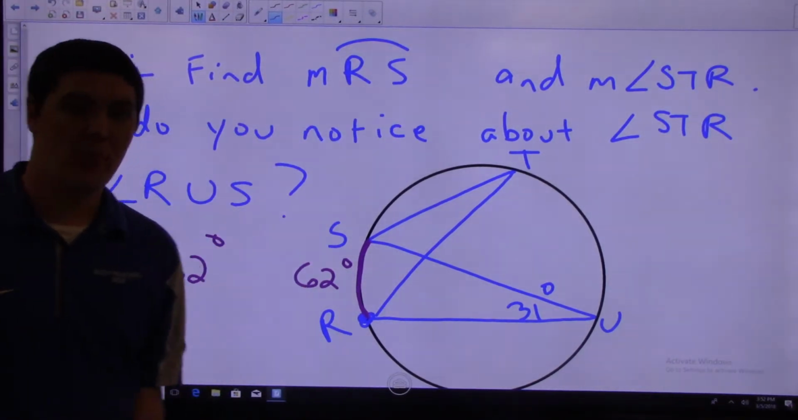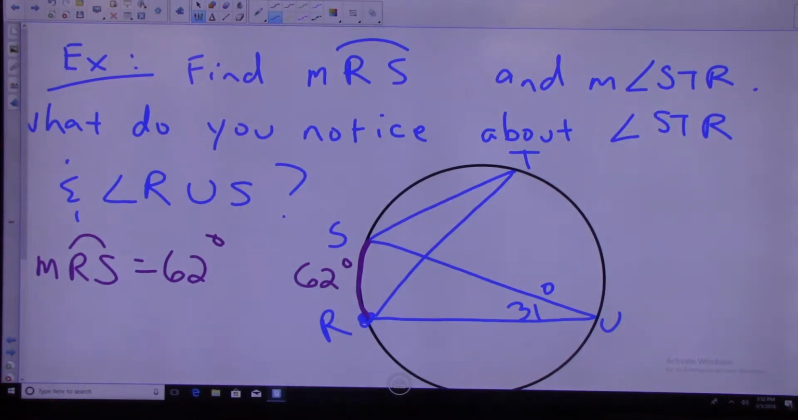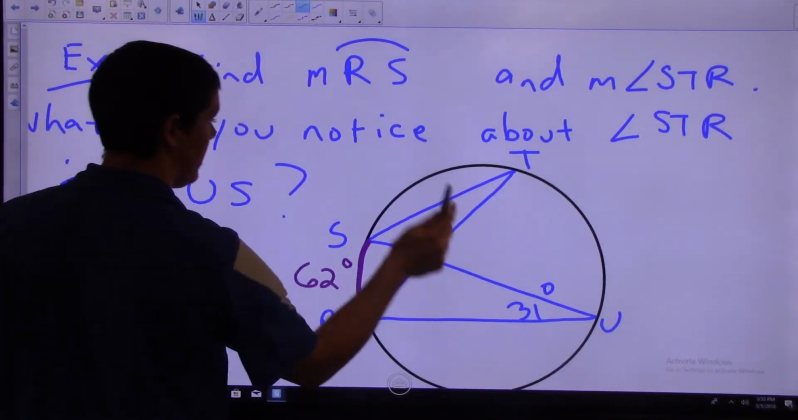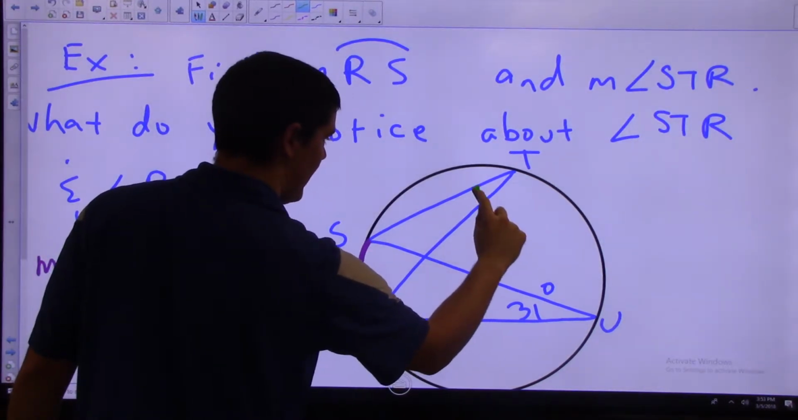First part done. Next thing we want to find is the measure of angle STR. So we're trying to find STR. Well, that's this angle, highlighting in green here. That's that angle, STR.